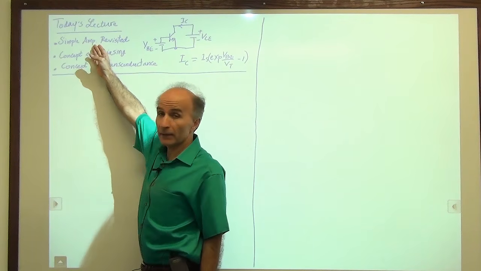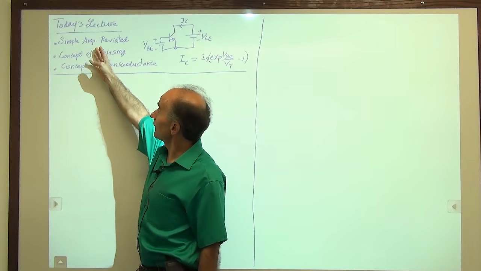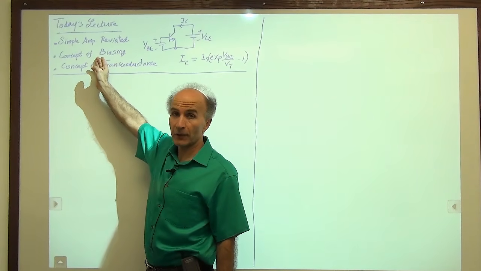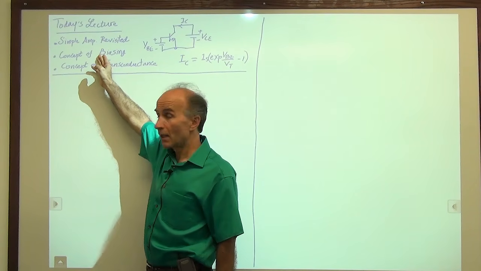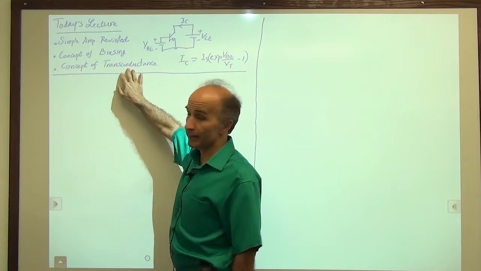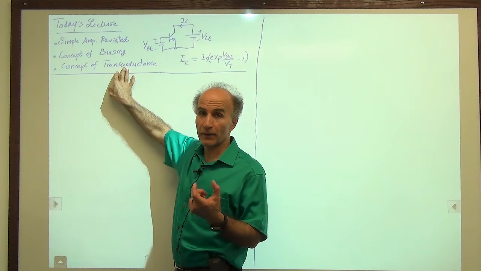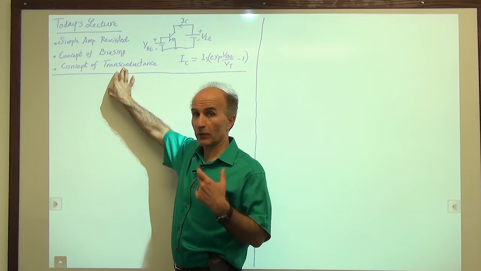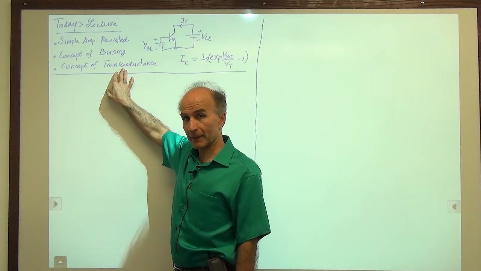We revisit that simple amplifier and see what's wrong with it. Then we try to fix it, and that brings us to the concept of biasing, which is very important in amplifier design. Then we go to the concept of transconductance, yet another important measure that tells us what a bipolar transistor can do and what it cannot do. So one step at a time.